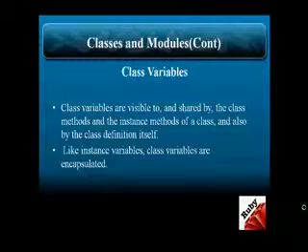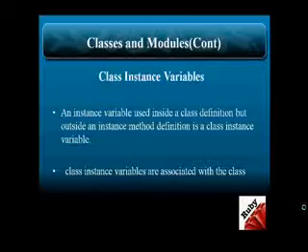Now we discuss class instance variables. Classes are objects and can have instance variables just as other objects can. The instance variables of a class, often called class instance variables, are not the same as class variables, but they are similar enough that they can often be used instead of class variables. An instance variable used inside a class definition but outside an instance method definition is a class instance variable. Like class variables, class instance variables are associated with the class rather than with any particular instance of the class.